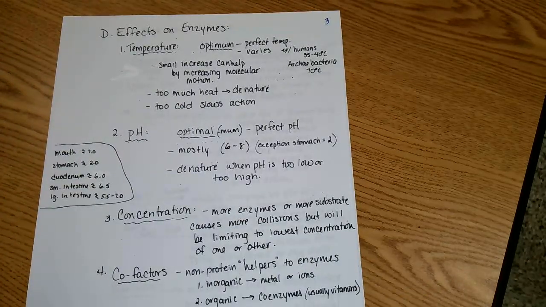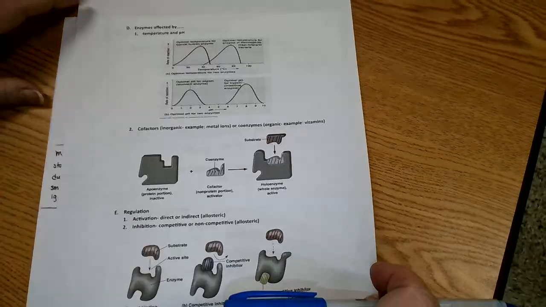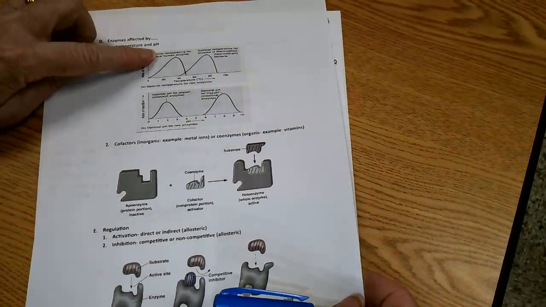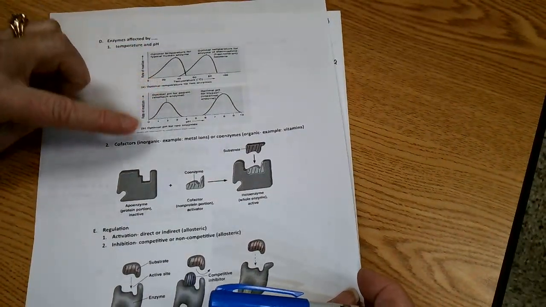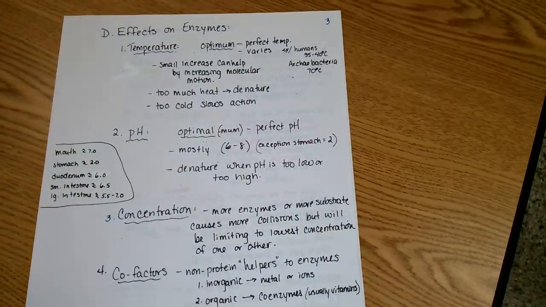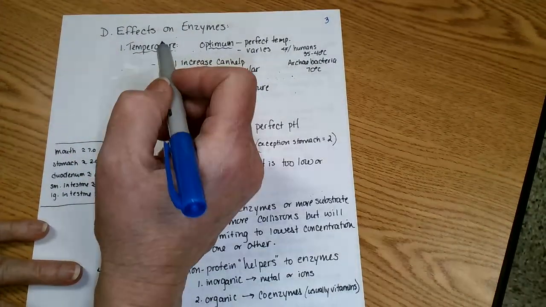If you still have your diagrams, keep these diagrams handy. We're on letter D, the effects on enzymes, and we're going to look at temperature and pH here. We're also going to talk about cofactors, and then we'll get into regulation, okay? So those are all the tools that you've got to have on hand here. All right, so first let's talk about temperature.